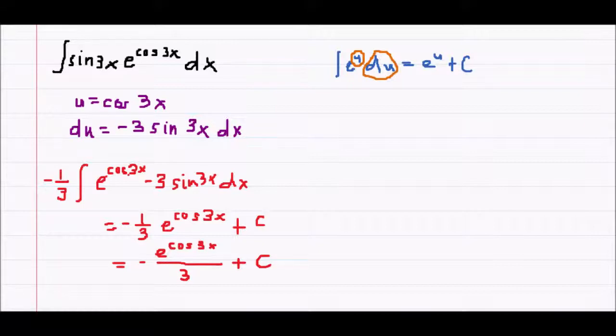So I hope you understand this example of the application of the integration formulas which involve exponential functions.